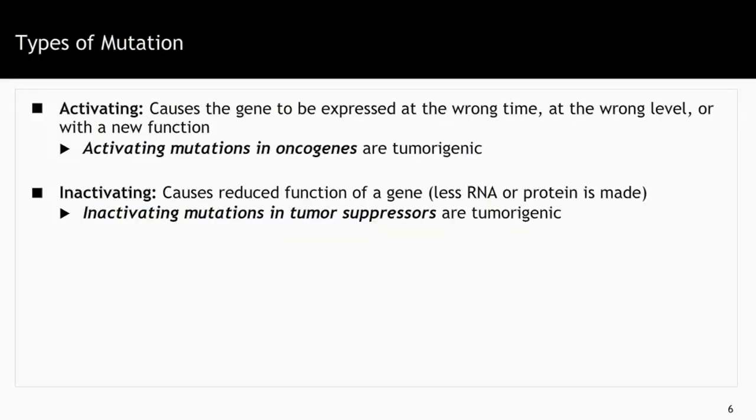There are two types of mutation. Activating mutation causes the gene to be expressed at the wrong time, at the wrong level, or even with a new function. So this means that activating mutations in oncogenes are tumorigenic. Their converse are inactivating mutations. And these cause reduced function of a gene, so either less RNA or protein is made. And inactivating mutations in tumor suppressors are tumorigenic.